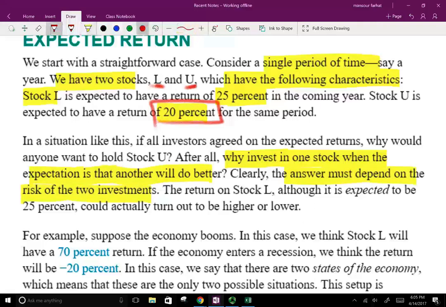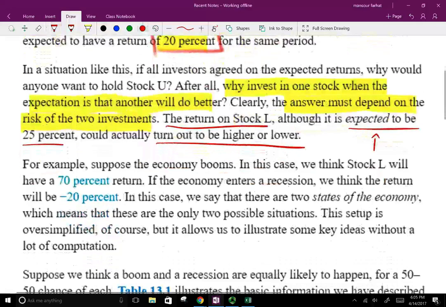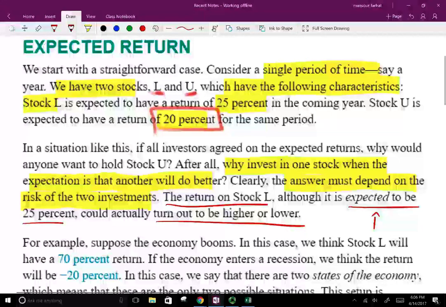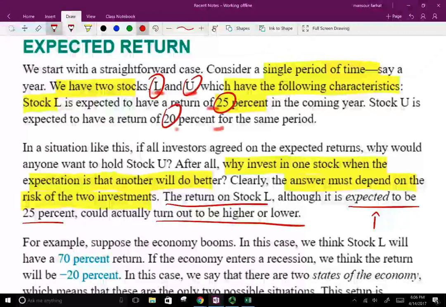Yes, one is earning more than the other. The return on L, although it's expected to be 25%, could actually turn out to be higher or lower. So remember, this is an expected return. We're saying the expected is 25%. Now we're going to start to build up scenarios to see how we can pinpoint what we call the expected return. Before we start, let's have this on the side. Make sure you take notes that stock L would earn 25% and stock U 20%.